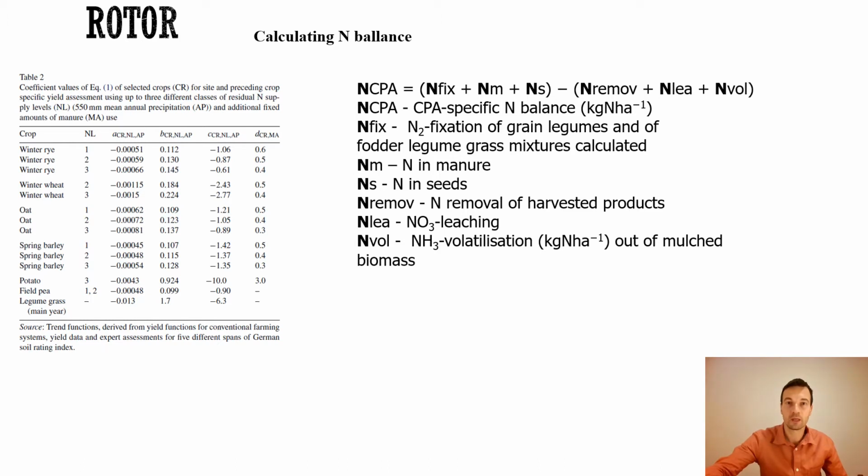It calculates nitrogen removal, fixation, and nitrogen loss through nitrate leaching and ammonium volatilization out of mulched biomass according to site characteristics and preceding crop category. The capability of different catch crops undersown in main crop or stubble seeded to reduce nitrate leaching is also included.